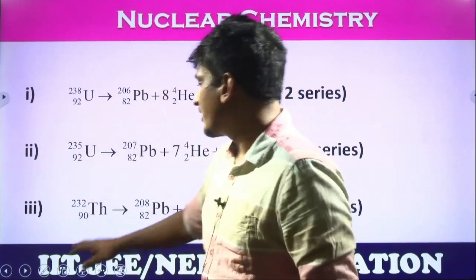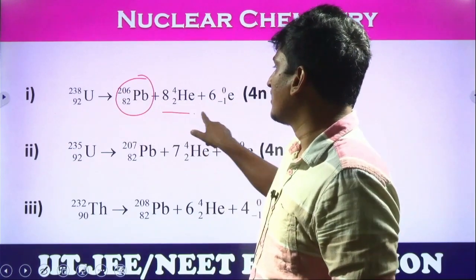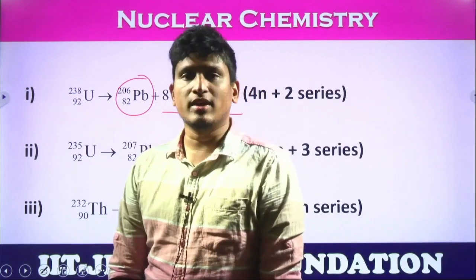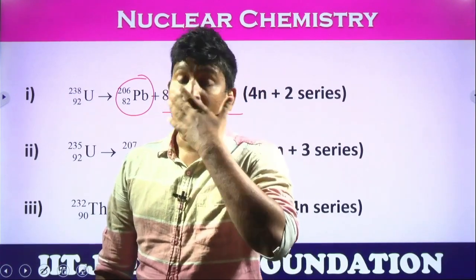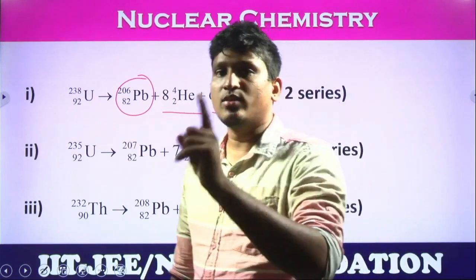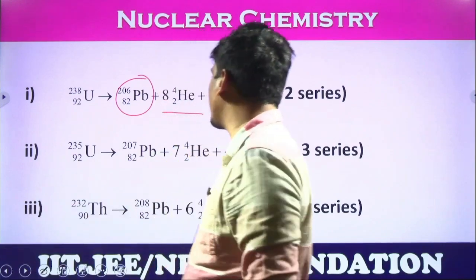It is getting converted into which element, students? Lead. Yes or no? Lead, by releasing 8 alpha decays, and this is beta. What is alpha? Helium nucleus. What is beta? Electrons. Yes or no? And these electrons are getting released from where? From the neutrons. Yes or no? Neutrons undergo breakdown to form a proton and an electron. These high energetic electrons will be released.